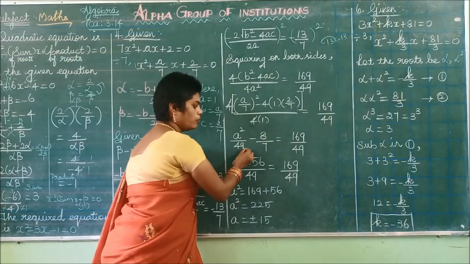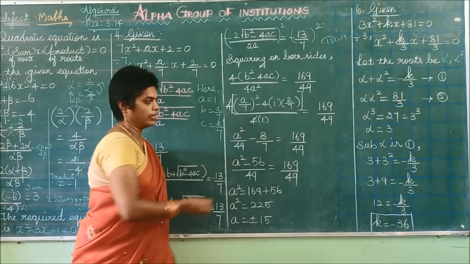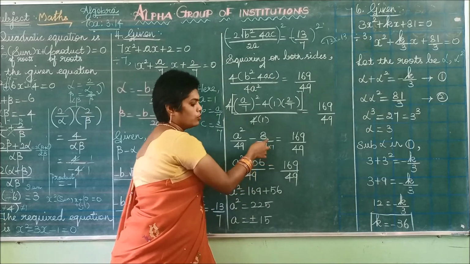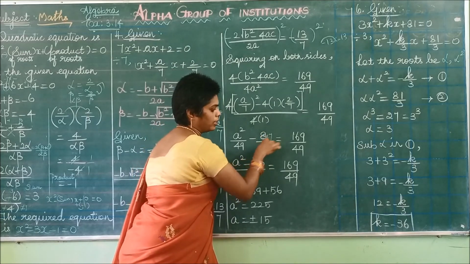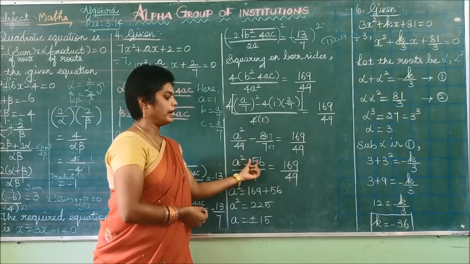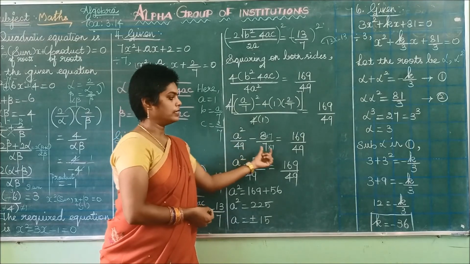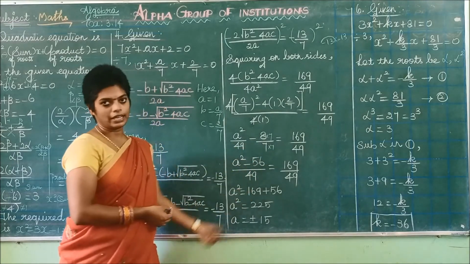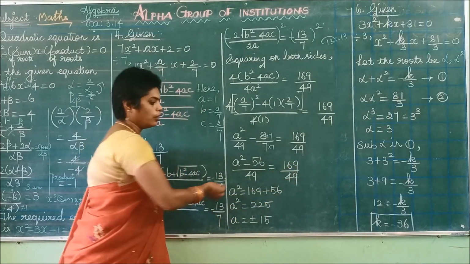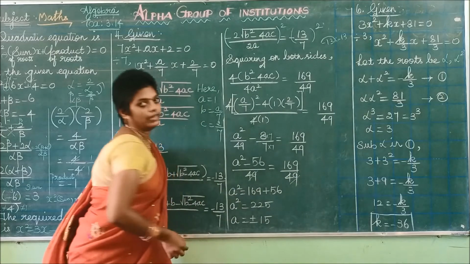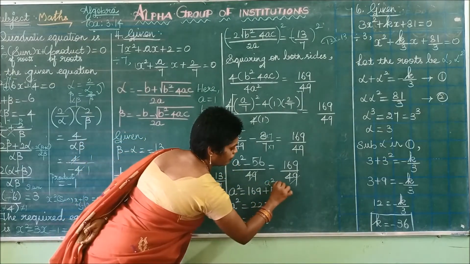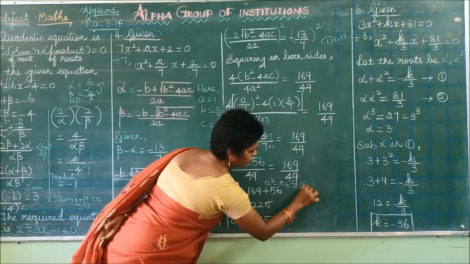Next listen. So here 49, here only 7. So you have to change this 7 as 49, which means you have to multiply with 7. So here you are multiplying, in the numerator also you have to multiply. So 8 sevens are 56. A square minus 56. Now here 49, 7 sevens are also 49. Take 49 as common, which is equal to 169 divided by 49. Now both have 49, cancel it. So what are the remaining terms? A square minus 56, which is equal to 169.